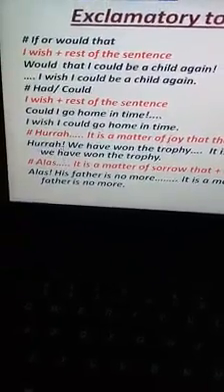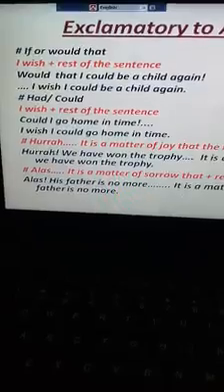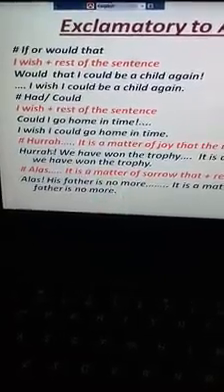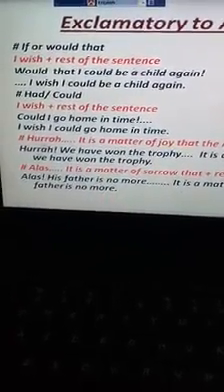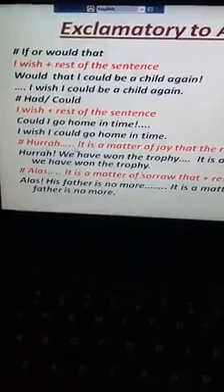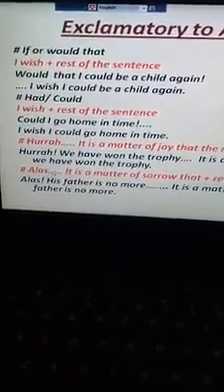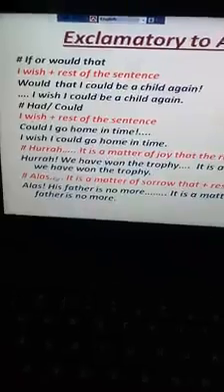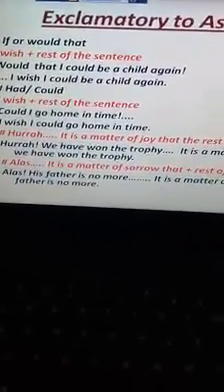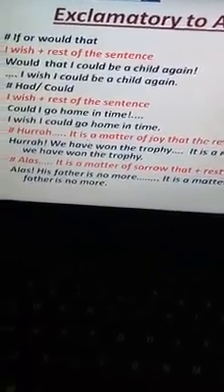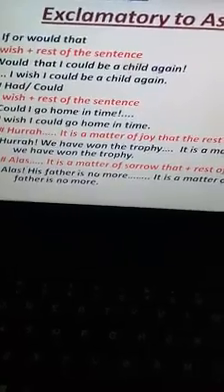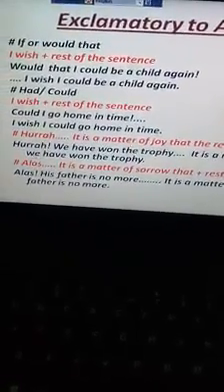Next rule is hurrah. Sometimes an exclamatory sentence starts with hurrah or alas. Hurrah gives you the meaning of joy, and alas gives you the meaning of sorrow. That is why instead of hurrah, we should write it is a matter of joy that, and instead of alas, it is a matter of sorrow that. So look at the example.